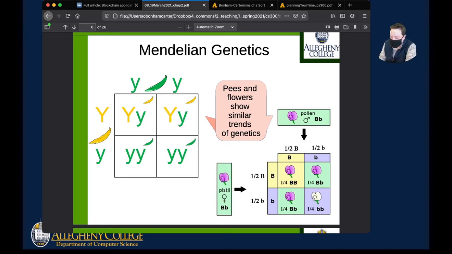I can't point at anything here, which is unfortunate, but I'm looking at the left-hand side Punnett square in the upper left corner, and you see a big yellow Y and a little green y. Well, that's because on the Y-axis you get that yellow Y, and on the X-axis you get the little y, and so statistically a fourth of the offspring would get that particular makeup of genetics. So that's like a statistical expectation.